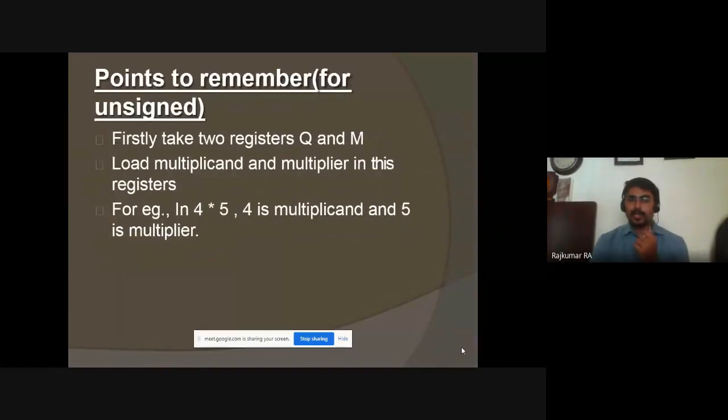For the unsigned numbers, that's called plus numbers, we assign the first number as the quotient, that will be Q, and the second as the multiplier, M. So we have to take two registers, Q and M. Then the first number, 4, will be assigned to Q, and the second number, 5, will be assigned to M. This is the first initial step for the unsigned numbers.